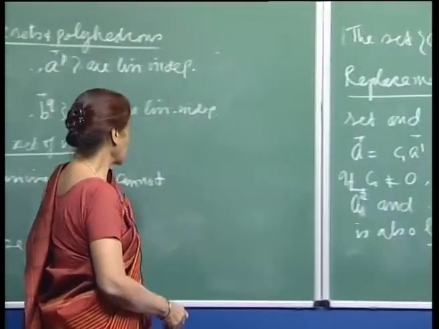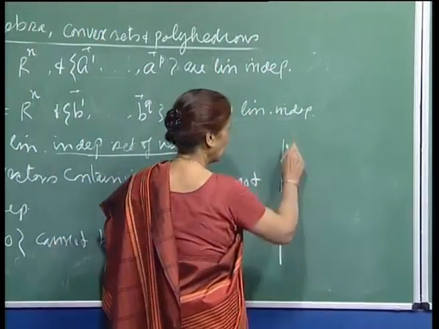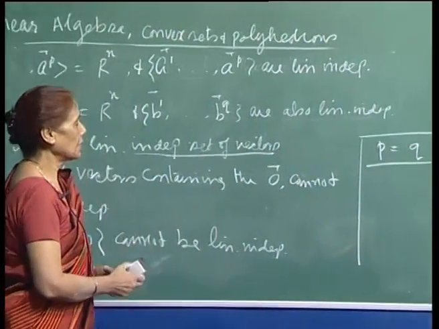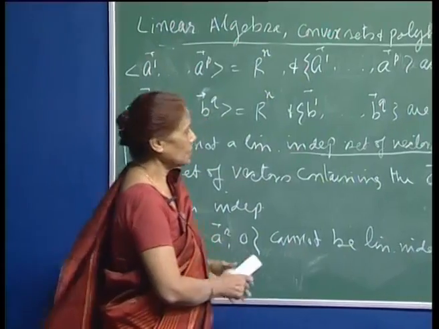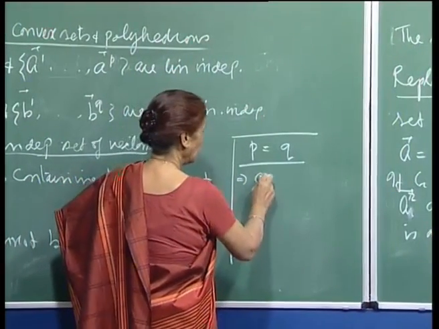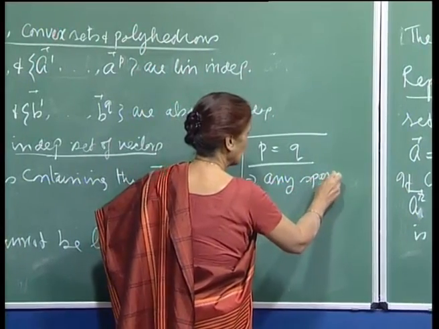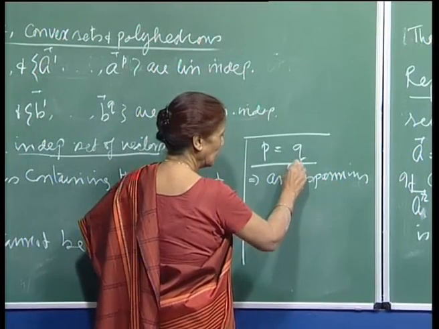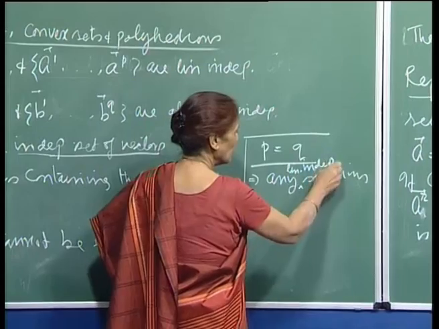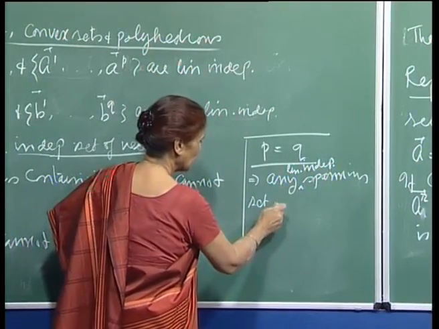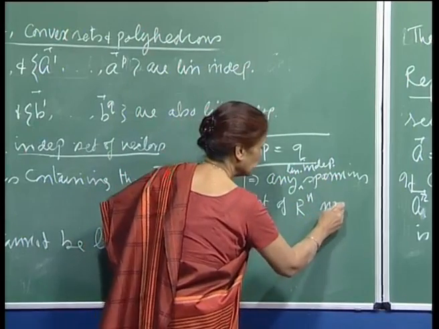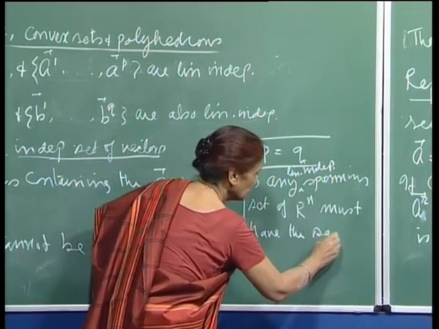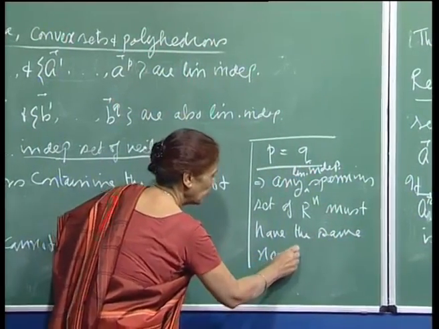So, what we have shown is that P is equal to Q. Okay. So, by verbal argument I have shown that P is equal to Q. Using the replacement theorem, we have been able to show that P must be equal to Q, which implies that any linearly independent spanning set of R n must have the same number of vectors in it.